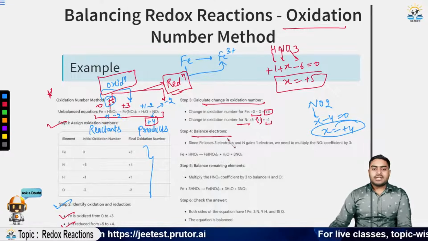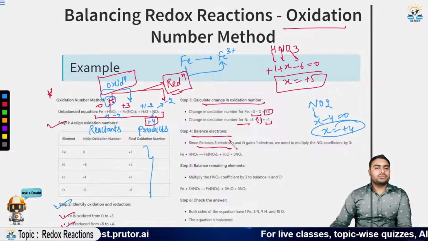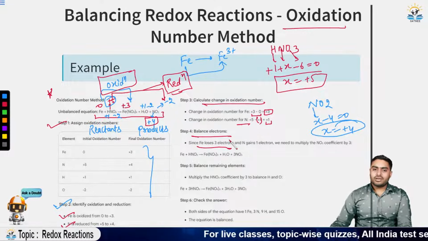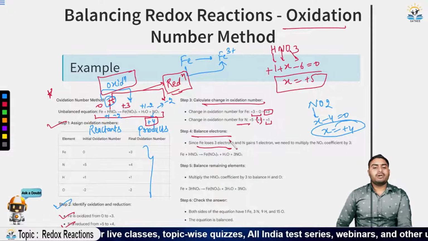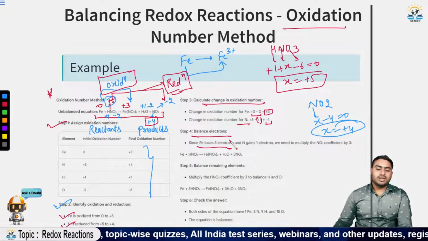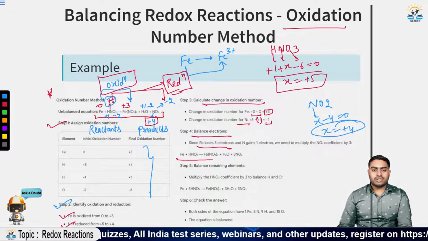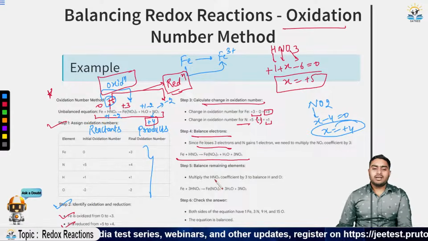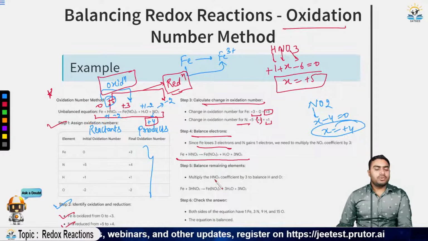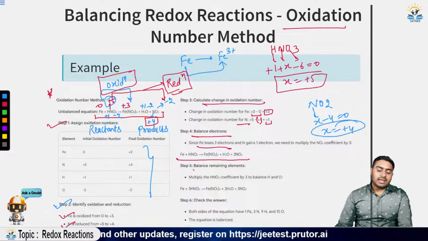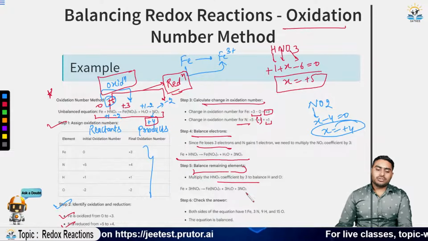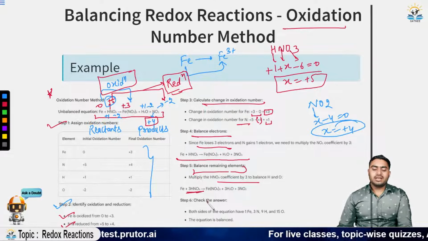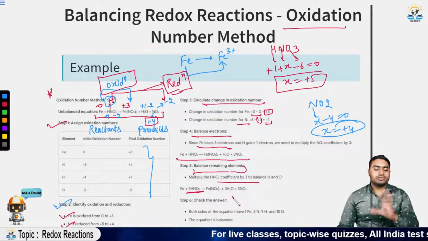Then balance electrons. Since Fe loses 3 electrons and nitrogen gains 1 electron, we need to multiply the NO2 coefficient by 3. So you will get Fe plus HNO3 gives Fe(NO3)3, ferric nitrate, plus H2O plus 3NO2. Balance remaining elements: multiply the HNO3 coefficient by 3 to balance hydrogen and oxygen. You can see hydrogen and oxygen are balanced now.